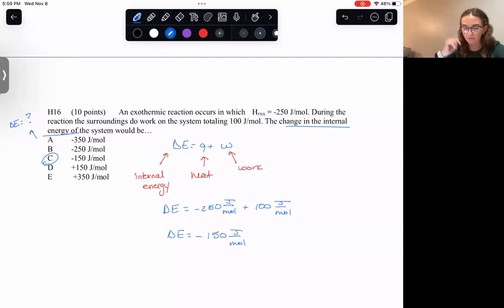If you just think about it, heat plus work, and you're saying, okay, work is going to be positive because the system has work done to it. Or if you're saying, okay, it's going to be negative because the system is doing the work, then you can just say plus a negative or plus a positive.